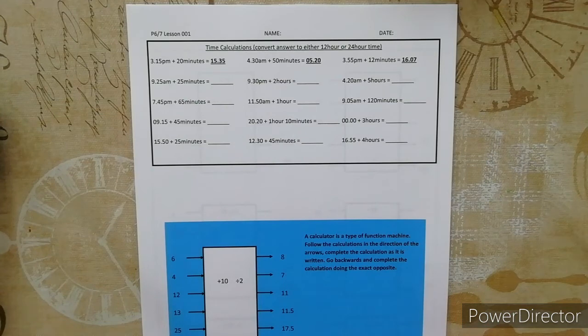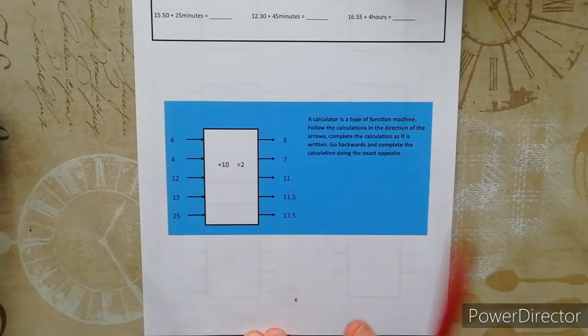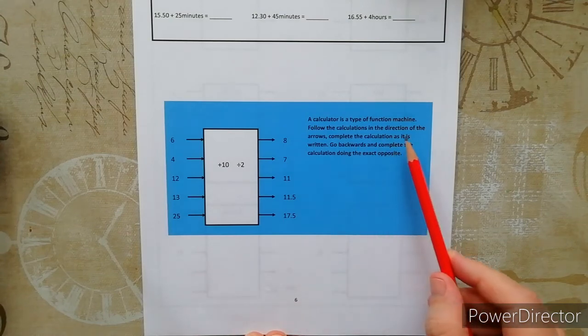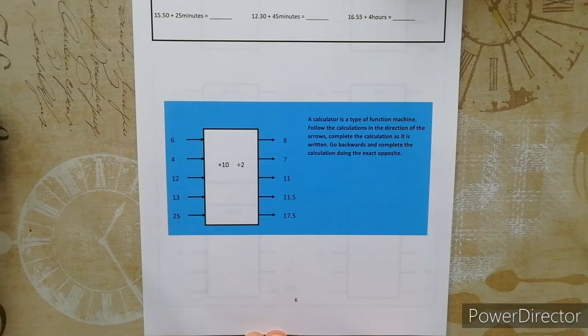So the next part of the lesson is going to be looking at function machines. So if I just push this up and we can read the information in the blue box. The calculator is a type of function machine. Follow the calculations in the direction of the arrows. Complete the calculation as it is written. Go backwards and complete the calculation doing the exact opposite.